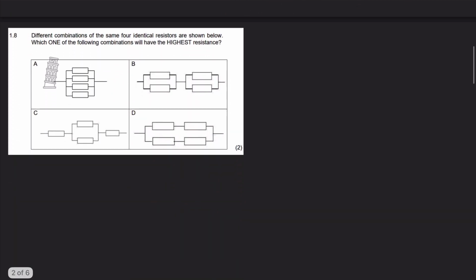Next one, 1.8. Different combinations of the same 4 identical resistors are shown below. Which one of the following combinations will have the highest resistance? Here, the easiest way would be to just substitute a value. In my opinion, that would be the easiest way. But instead of doing it that way, let's work it out in terms of x.